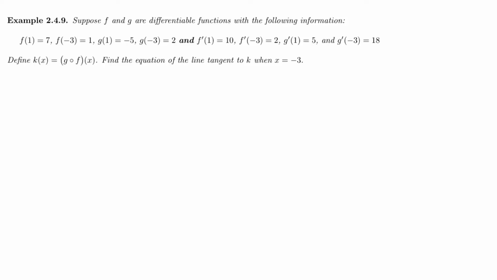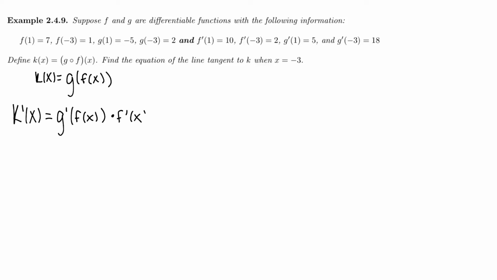So we'll do one more of these where it's kind of abstract. We have f and g are differentiable functions. We're given a bunch of information about derivatives and about the original functions. We're told that k of x is g composed with f of x, and to find the equation of the line tangent to k when x equals -3. So k of x is equal to g of f of x. Using our definition of chain rule, this derivative is g prime of f of x times f prime of x.